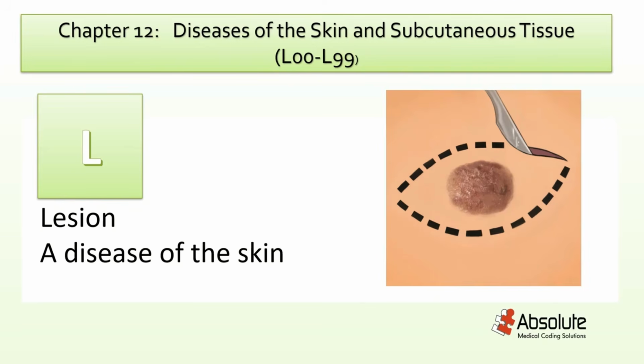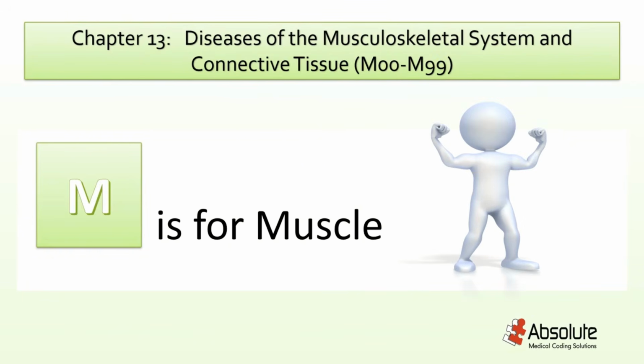Chapter 13. This category begins with the letter M, and Chapter 13 is diseases of the musculoskeletal system and connective tissue. Begins with M00 through M99. When we think of diseases of the musculoskeletal system, we think M is for muscle. Yeah, that's pretty straightforward. Okay, so when you see that M, think musculoskeletal. All right, let's move on to Chapter 14.